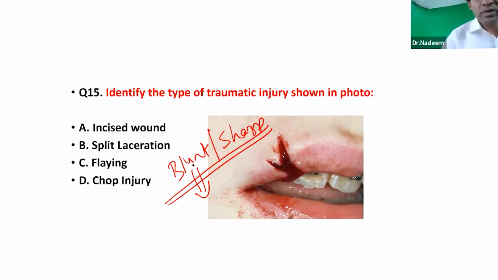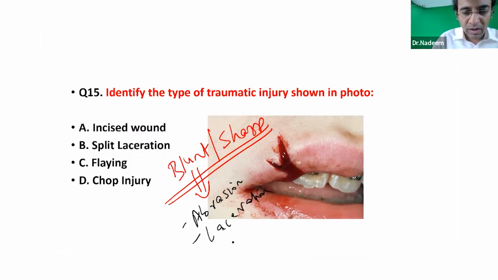See, one is called blunt trauma, second is called sharp trauma. What is the meaning of blunt trauma? Whenever any hard object like a stone, hammer, or anything hard hits with a broader surface, that is called blunt. So there will be either abrasion, or laceration, or bruises or contusions.